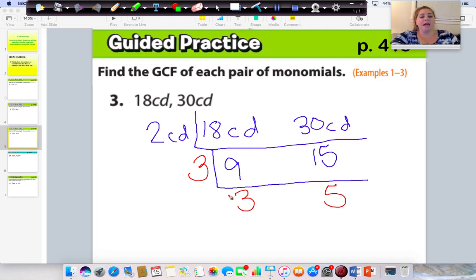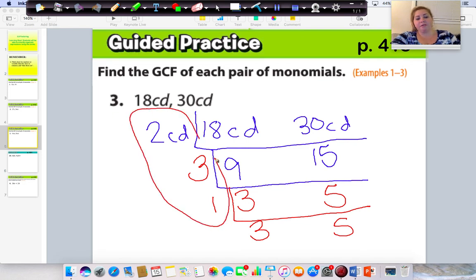And now this is my last one because the only thing that 3 and 5 have in common is 1. 1 times 3 is 3, and 1 times 5 is 5. So now I need to multiply these together. I've got 2CD times 3 times 1. 2CD times 3 gives me 6CD, and 6CD times 1 gives me 6CD. So that is my GCF here.